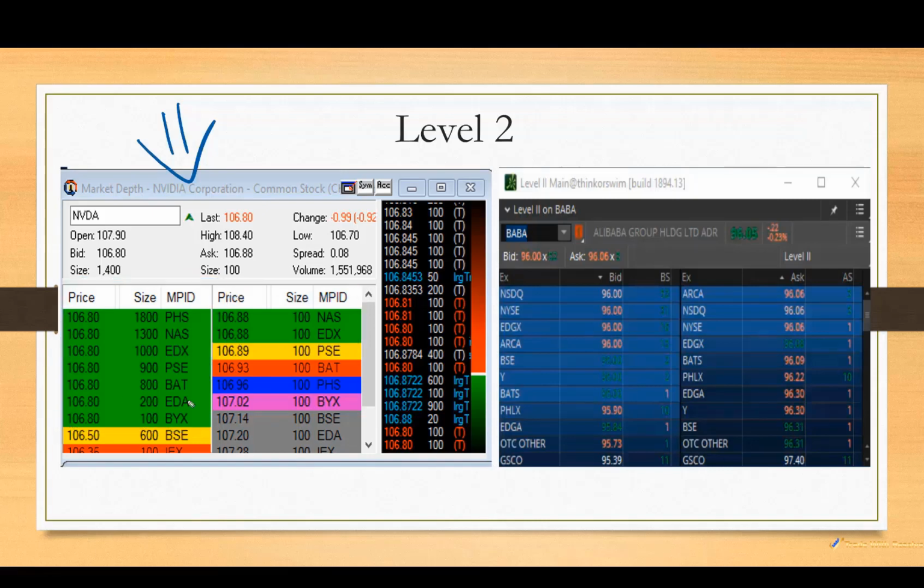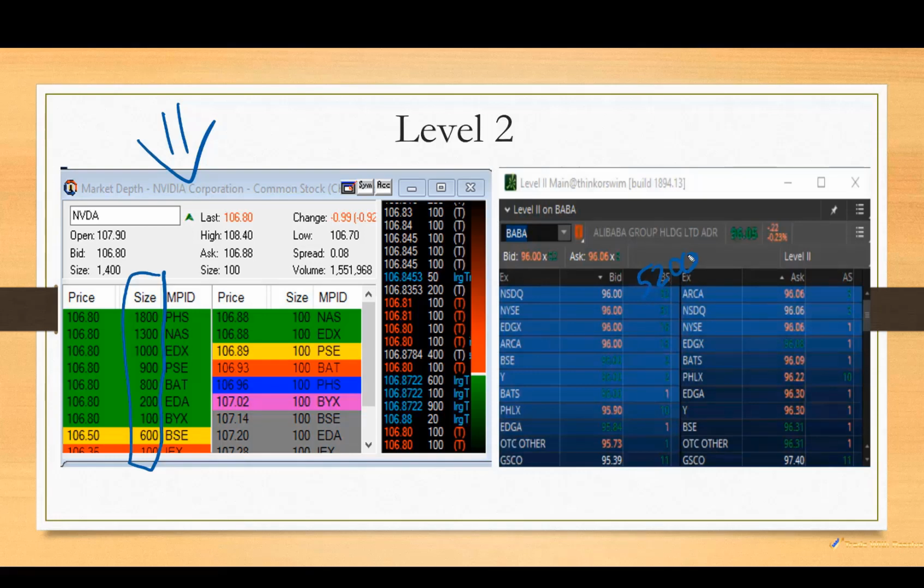And you can see on this particular level 2, notice the size. This size has already incorporated the correct number of zeros. So you can see here, there's a buyer that wants to buy 1,800 shares at $106.80. So that's a buyer right there. On the level 2 on the right hand side, remember, we had to actually add in zeros. So this first buyer here where it says 52, that's actually 5,200.